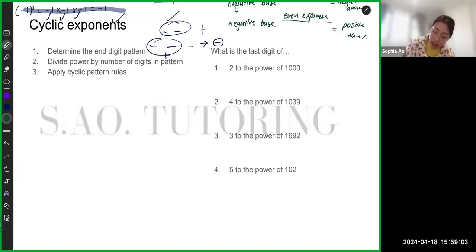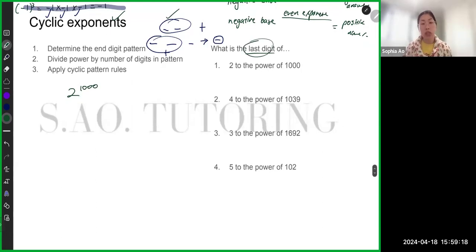However, you could be asked to figure out what the last digit is, or if it's a worded equation, oh, what will it land on, or something along those lines. Okay? So let's do 2 to the power of 1,000. And they're asking us to determine the last digit. Okay? So what we do is we actually first determine the n digit pattern. What do I mean by this?